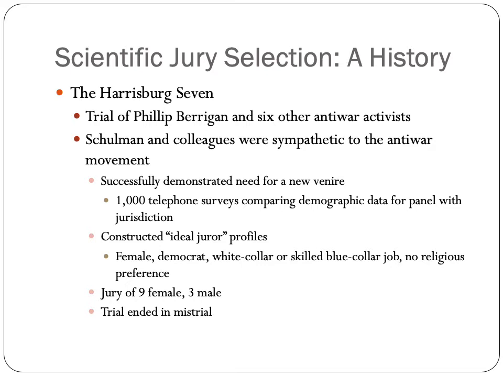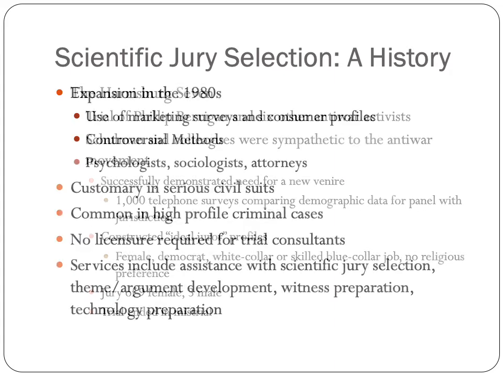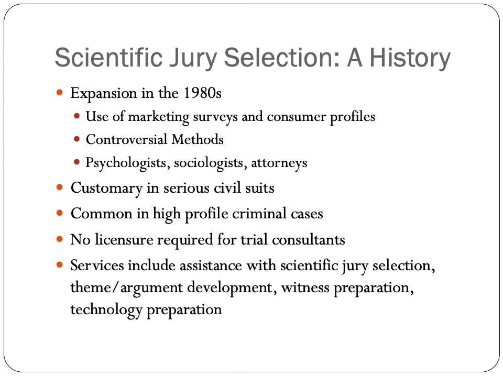So people said, wait a minute, maybe there is something to this scientific jury selection. Again, we've already talked about how demographics are not very good predictors, but maybe there are other things, and that's what led to increased study of jury decision-making. In the 1980s, there was a big expansion where marketing surveys and consumer profiles were used. There were very controversial research methods, but psychologists, sociologists, and attorneys were all in on this endeavor.